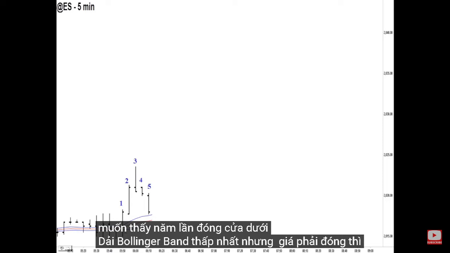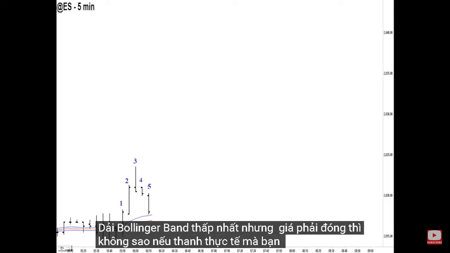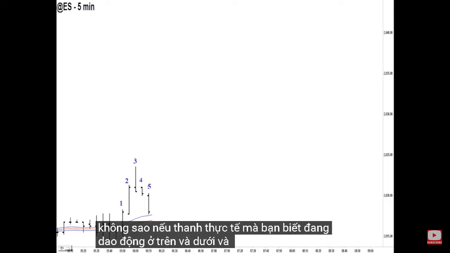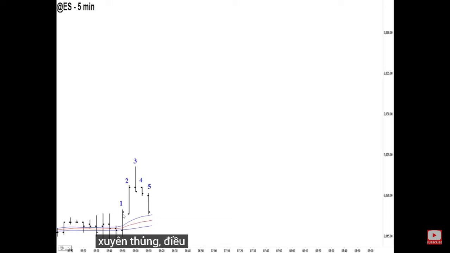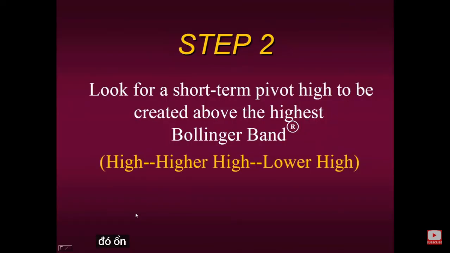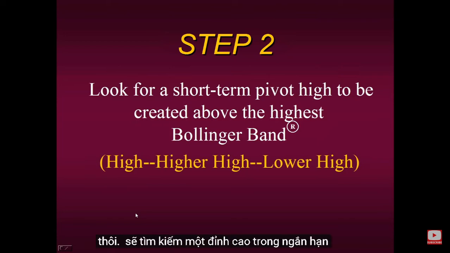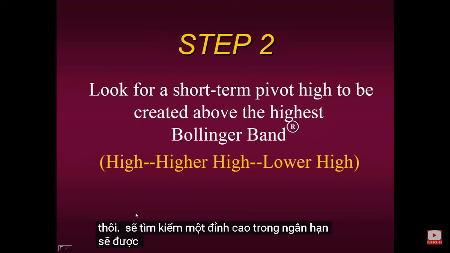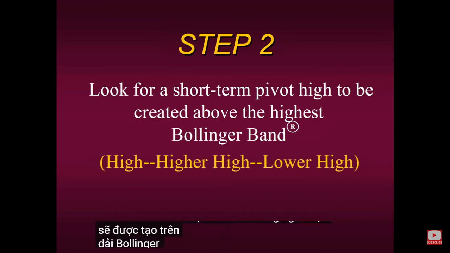But price must close. It's okay if the actual bar is oscillating above and below and is penetrating. That's all right. We want to see the closes above. This is telling us that we have some sort of beginnings of a trend. All right, step number 2. Now we're going to look for a short-term pivot high to be created above the highest Bollinger Band.